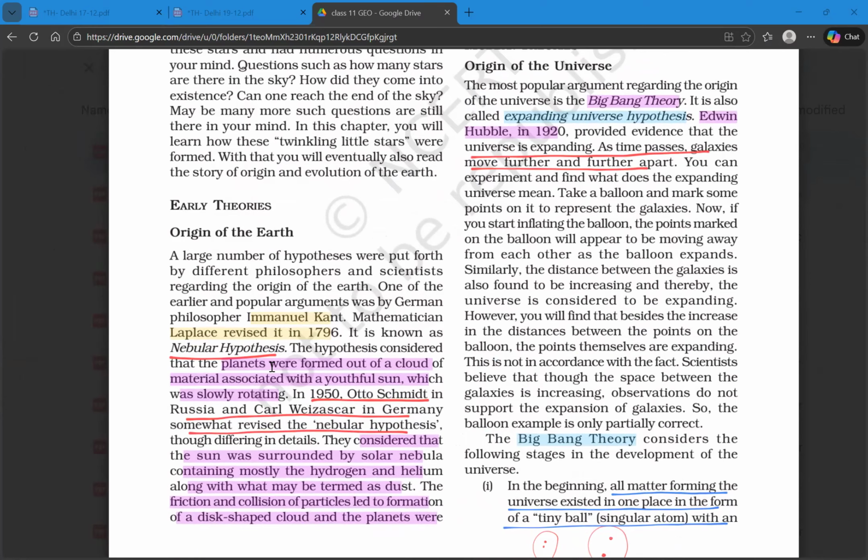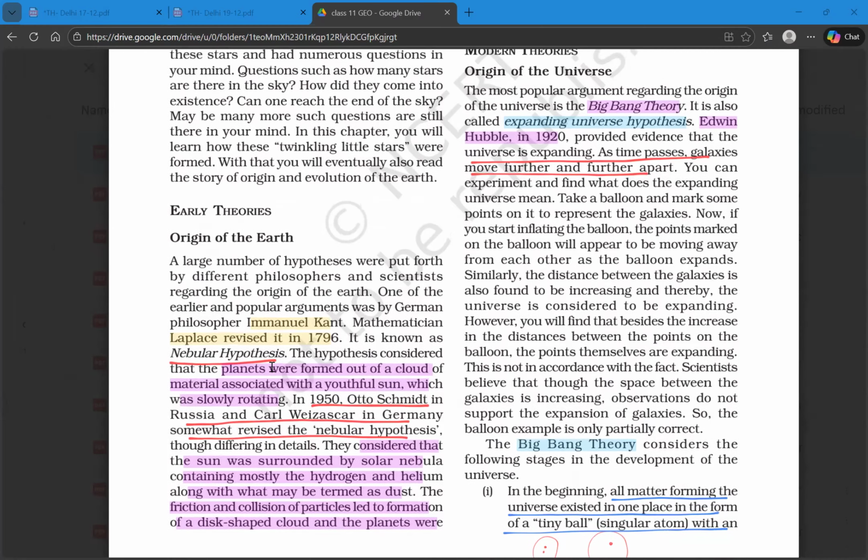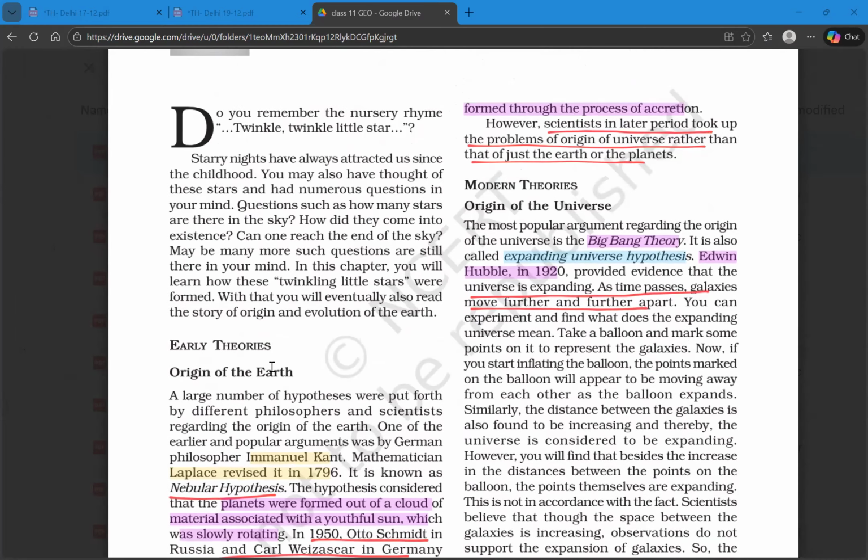In 1950, Otto Schmidt in Russia and Carl Weizsäcker in Germany somewhat revised the nebular hypothesis, though differing in details. They considered that the Sun was surrounded by solar nebula containing mostly hydrogen and helium, along with what may be termed as dust. The friction and collision of particles led to the formation of a disc-shaped cloud, and planets were formed through the process of accretion.